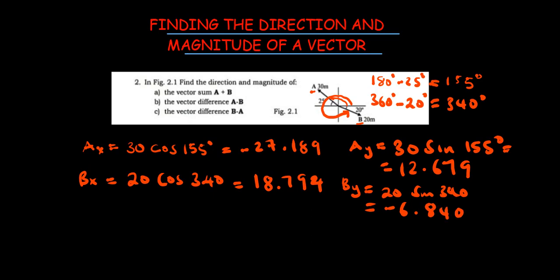So I have here negative 27.189 as my A_x, which is the x component of vector A, and I have here 18.794, which is the x component of vector B.